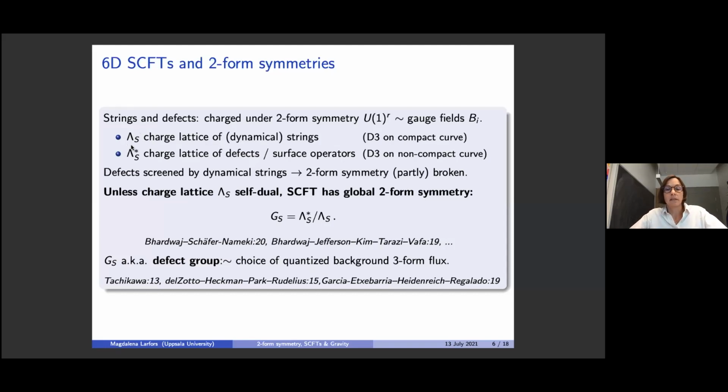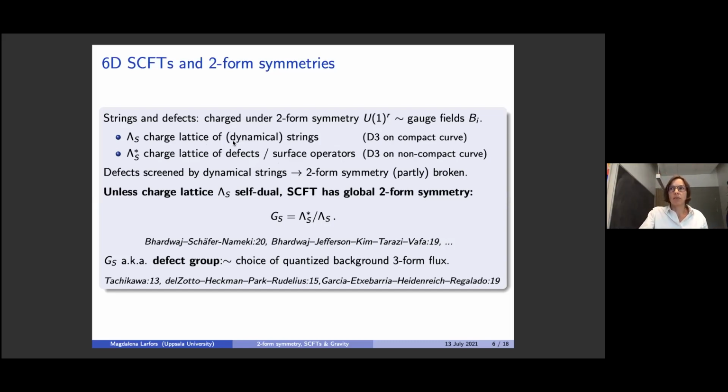And the lattice has an inner product which is determined by the intersection of the cycles that the D3 branes wrap in this type IIB picture. What happens in the six-dimensional theory is that these dynamical strings, the D3 branes, can be dynamical, or at least if we go to special points in the moduli space where they become light, then they become dynamical and they can screen these defects. This means that they will break the two-form symmetry that the defect is charged under.